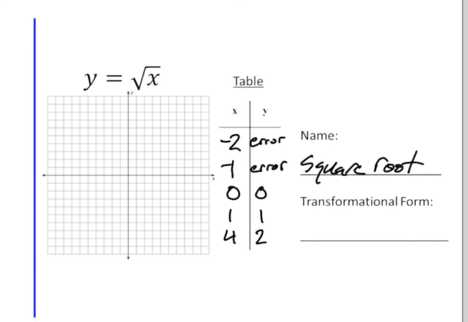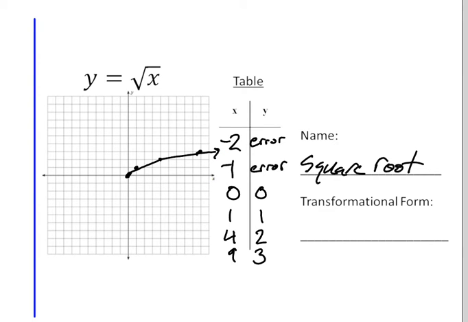So now let's plot each of these. Our first point is at 0, 0. Our next point is at 1, 1. Our next point is at 4, 2. If we were to square root 9, we would get 3. So I end up with a nice kind of general curve as it continues up and over to the right.